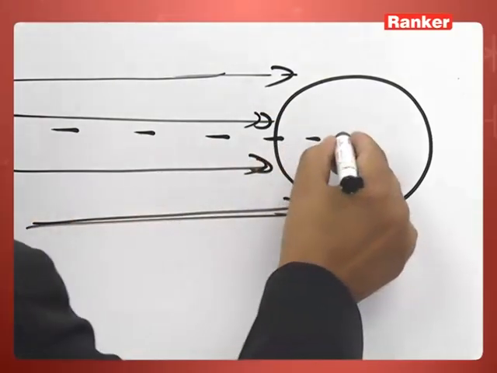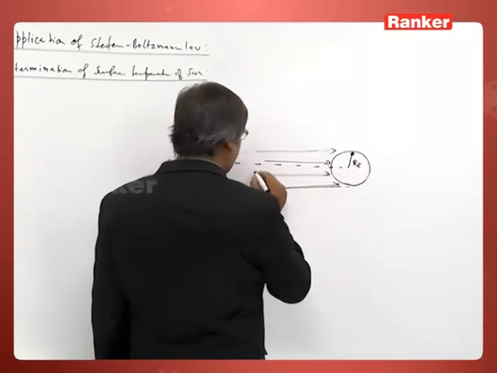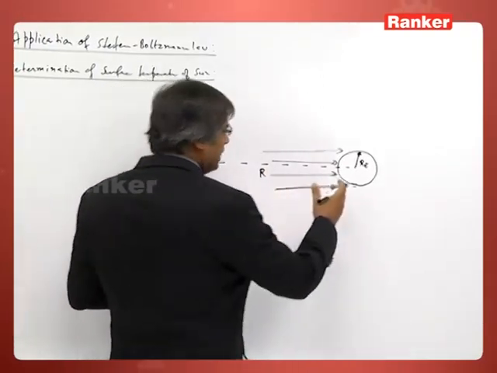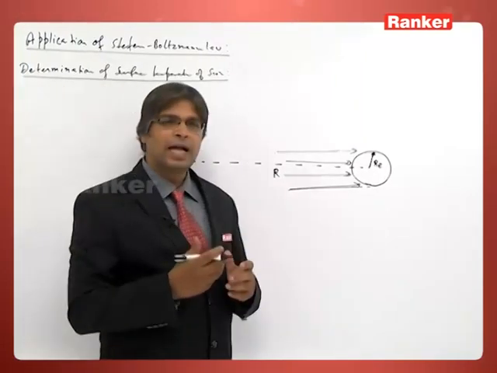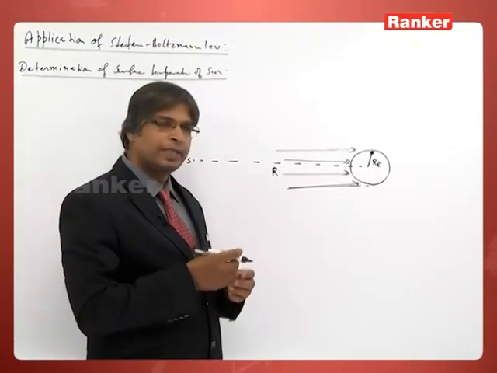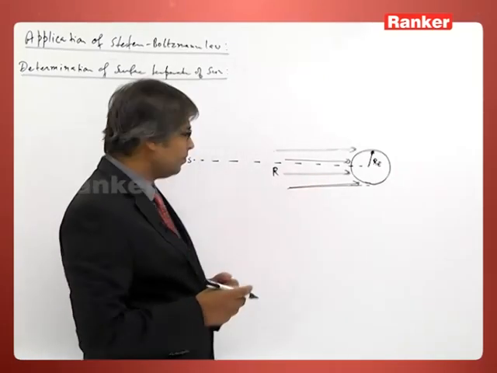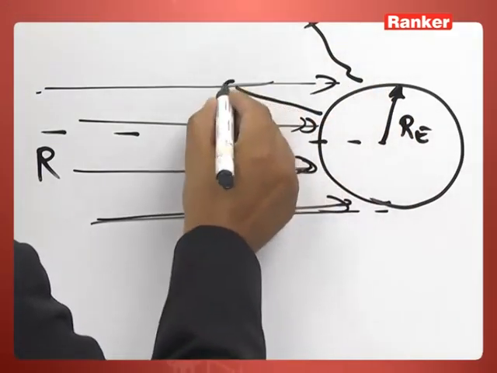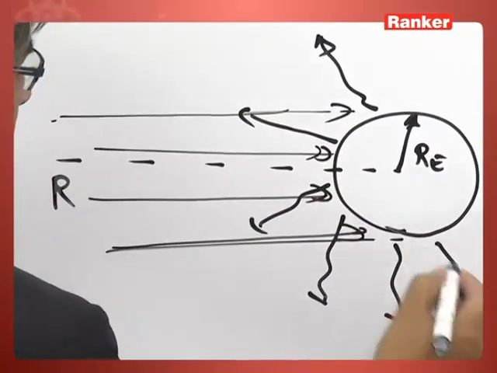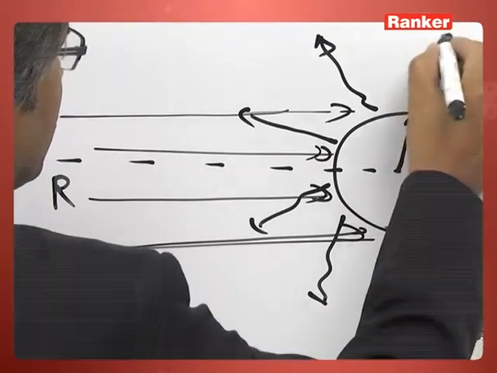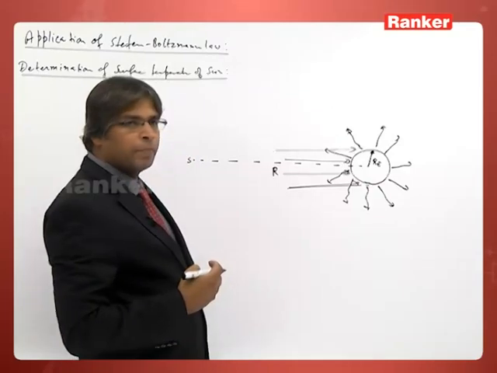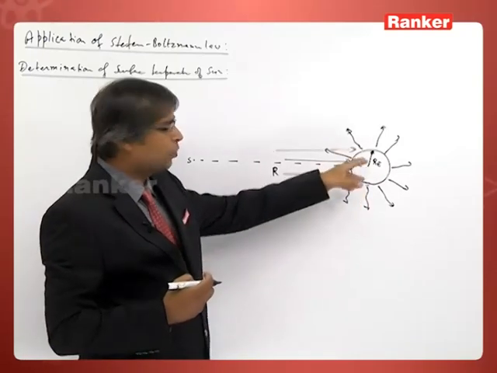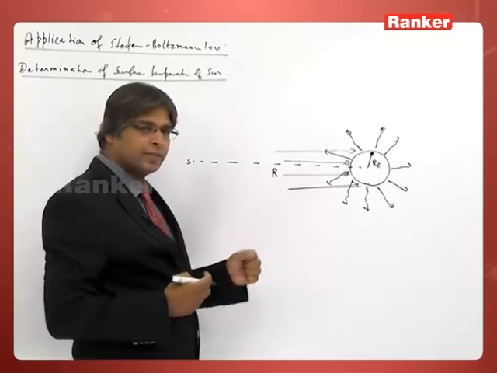Now, we assume the radius of earth to be RE, and the distance between sun and earth is denoted by R. Let us assume that the earth acts as a black body, or if we are interested we can assume a certain emissivity of earth. Now, what happens? The earth absorbs this radiation and emits radiation. So, at steady state the earth absorbs the radiation from the sun's incoming radiation and then radiates according to its own temperature.